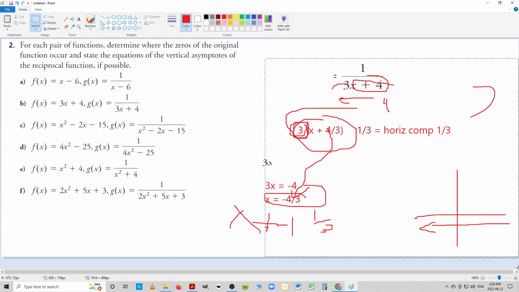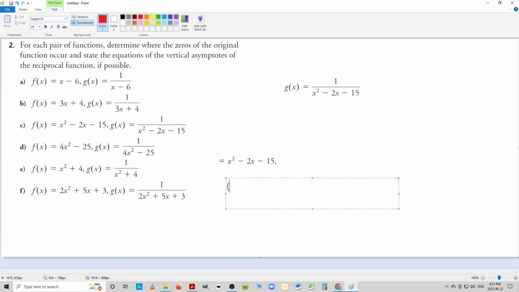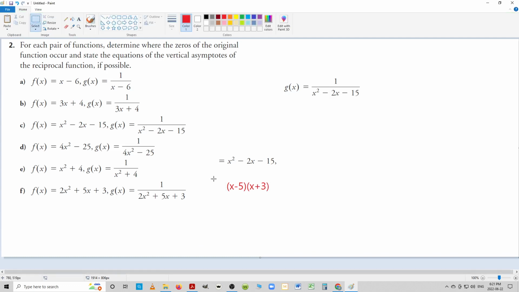Very important to understand that x translations can be misrepresented, and teachers love misrepresenting it. So again, I'm just going to factor this. And what number multiplies out to minus 15 but adds up to minus 2? X minus 5, x plus 3. Verify it, make sure that's true. So that means this whole thing gets replaced here.